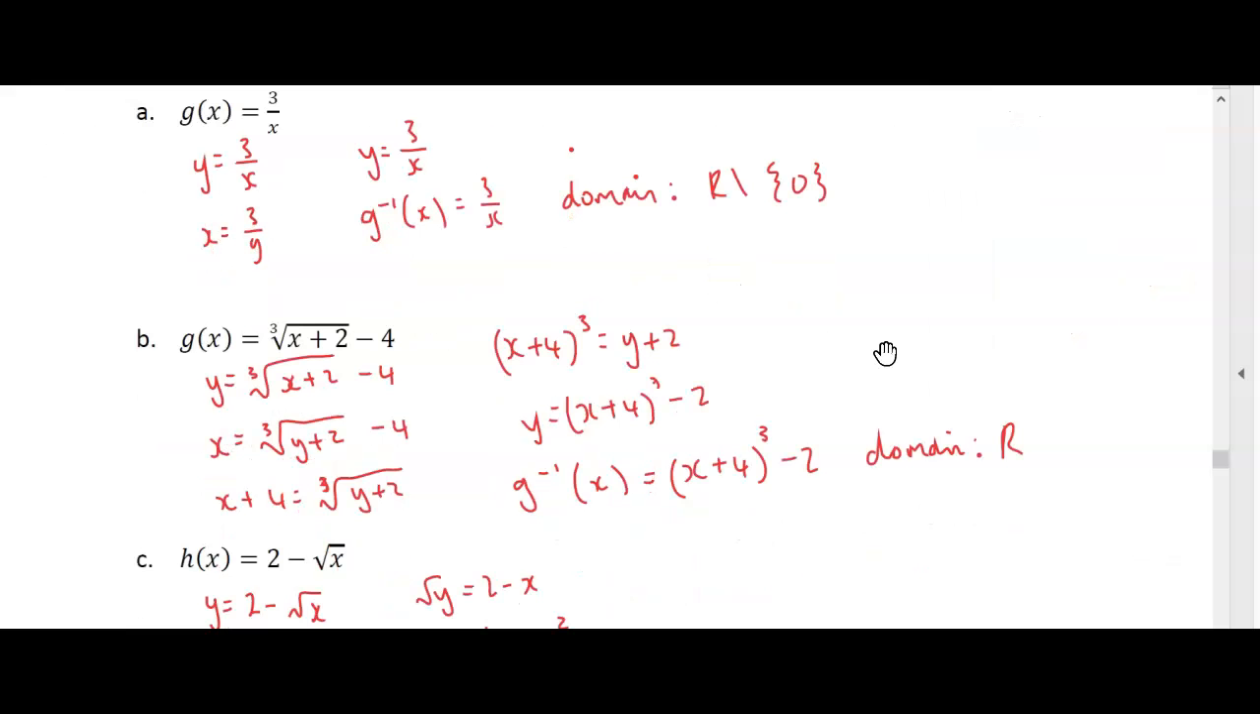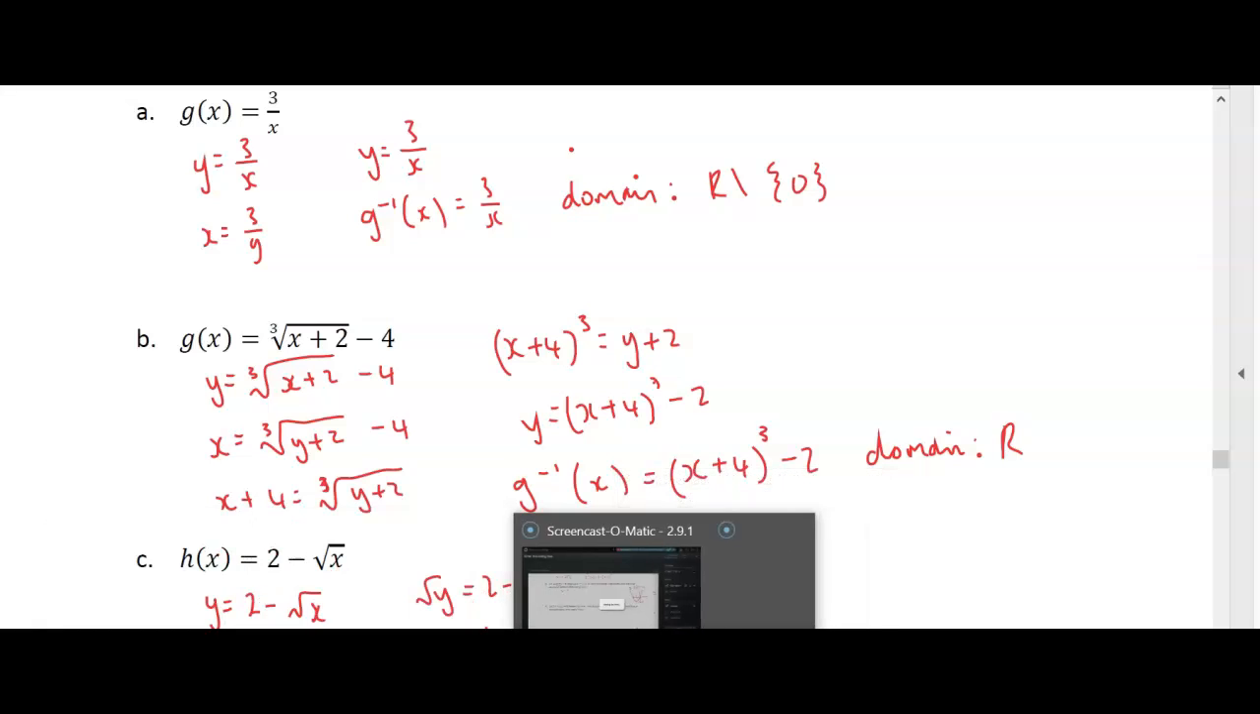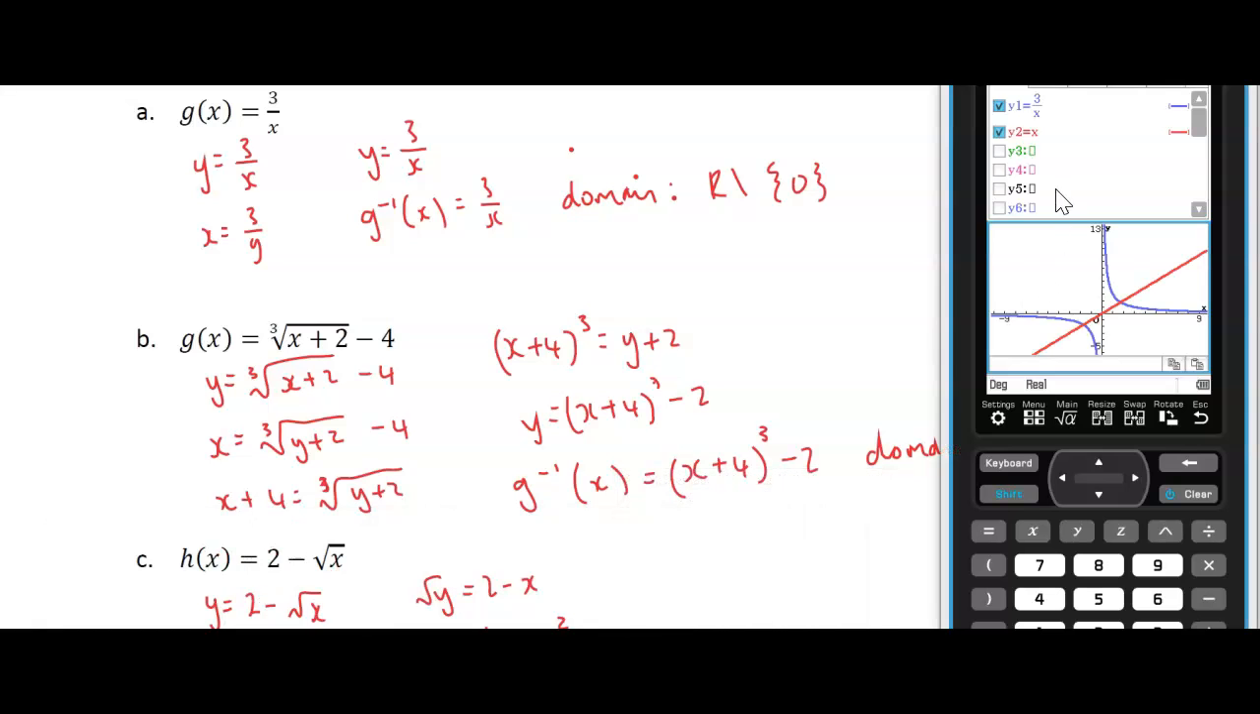All right, so then we've got B, so we've got a cubed root graph. Now, just be careful with a cubed root graph. You can take the cubed root of a negative number. So I strongly encourage you to always graph things. It's a bit easier to see what is happening if you're graphing it.